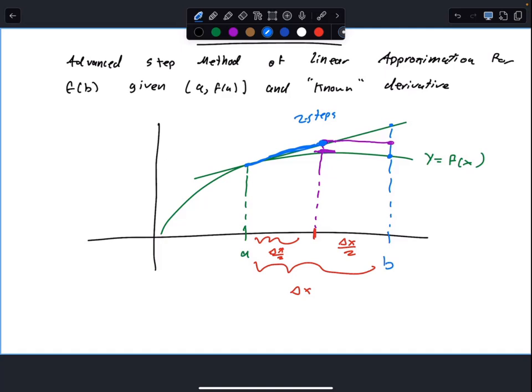We can go 3, 4, 5, 6, 7, 8, 9, 10, however many steps we want to. And this is going to be less computationally heavy on our work. Now, of course, there is some issues in regards to, of course, the Taylor polynomial is more accurate, but sometimes we don't have the information available to us.